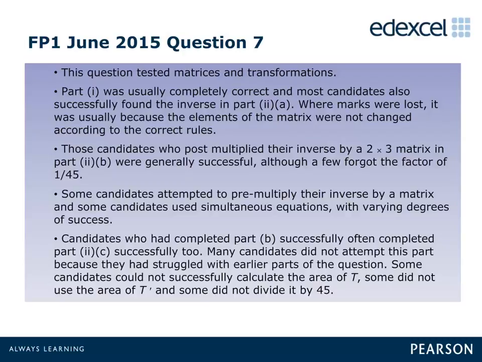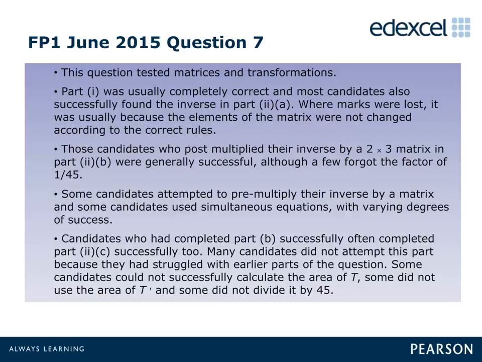This question tested matrices and transformations. Part 1 was usually completely correct, and most candidates also successfully found the inverse in Part 2a. Where marks were lost, it was usually because the elements of the matrix were not changed according to the correct rules. Those candidates who post-multiplied their inverse by a 2×3 matrix in Part 2b were generally successful, although a few forgot the factor of 1/45.